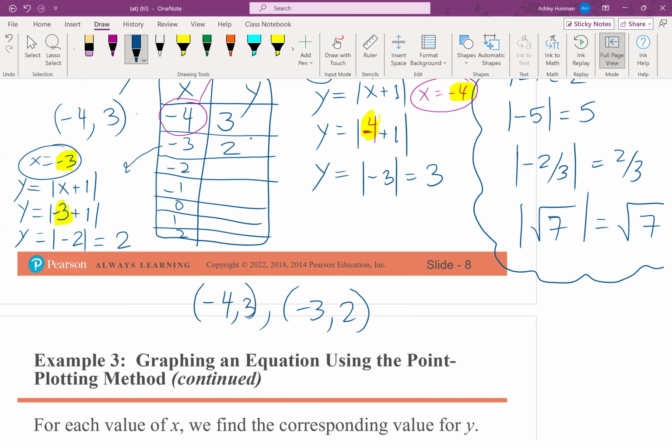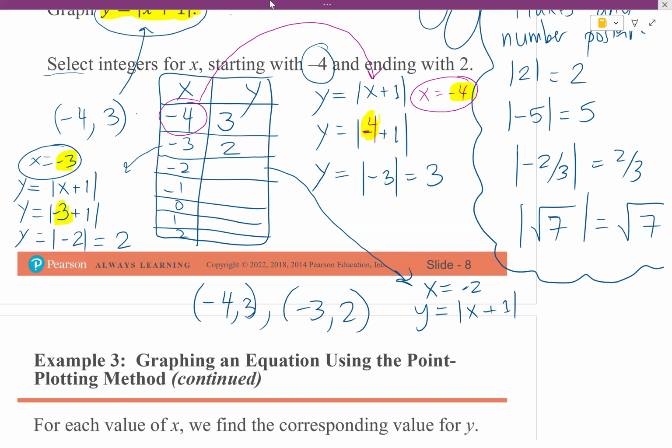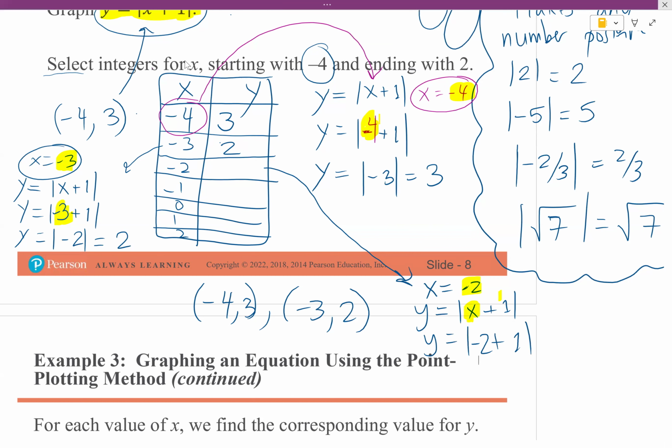Okay, we did that one. How about -2? I'm jumping around, just finding room where I can. x is -2. What would y be? y was the absolute value of x plus 1, so I'm going to replace x with -2. Feel free to do this in your head. You don't have to write this out if you know, on a midterm or whatever, no worries.